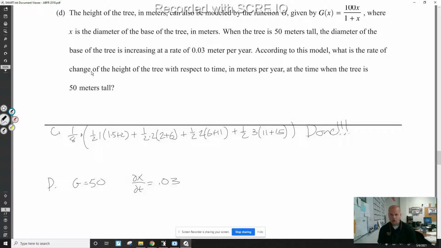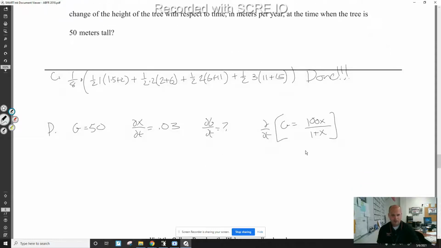What is the rate of change of the height of the tree? So that's dg/dt, which is what we're trying to find when g is 50. That means I have to take g, which is 100x over 1 plus x, and take the derivative of this with respect to t. Now, this is tricky because it's like x's. Usually when students take the derivative of x's, they don't think of d blank dt. But we need to include a d blank dt.